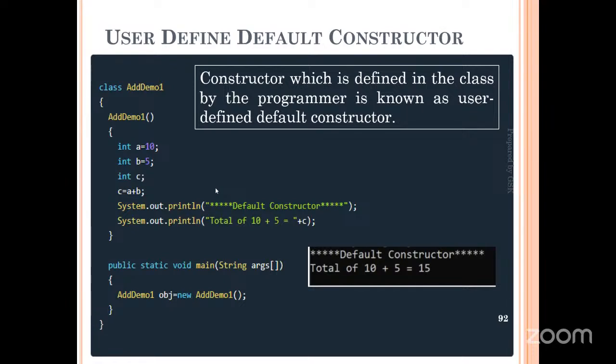And how can you say this is a default constructor? Because it is a constructor without parameters. Parameters means if you have any values within this parenthesis. A constructor without parameters is called a default constructor. In this case, we are writing the code for this default constructor. We are writing it, not the JVM creating it. That's why it is called a user defined default constructor.